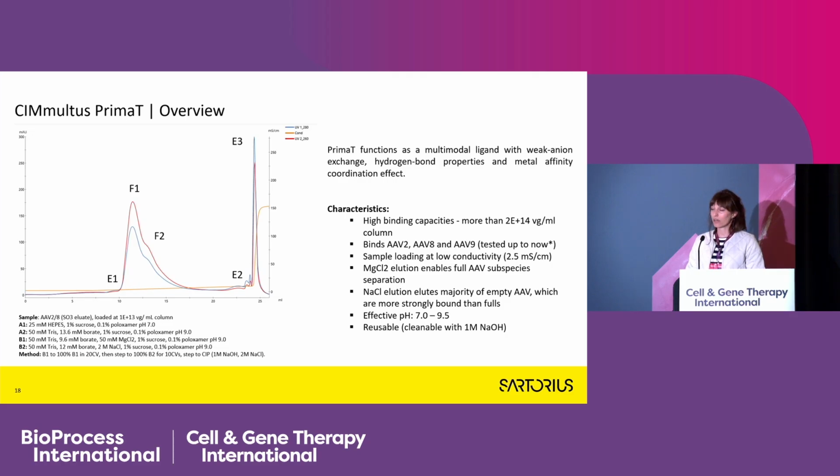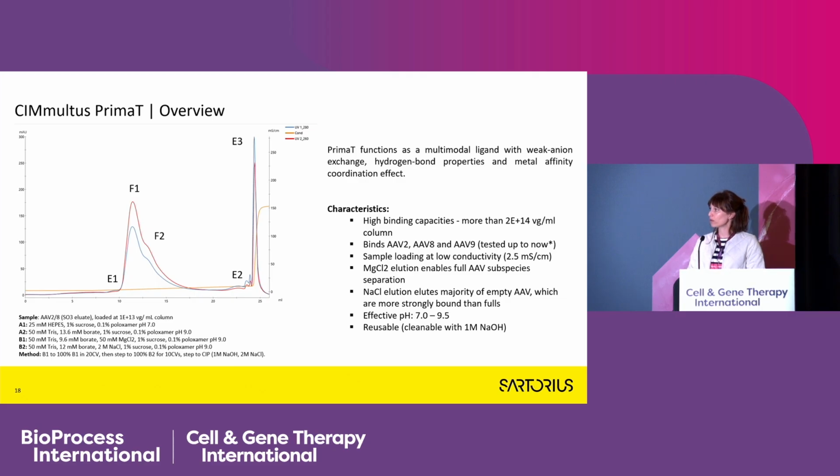So PRIMA-T functions as a multimodal ligand: a weak anion exchanger with hydrogen bonding properties, and additionally a metal affinity coordination effect. Here the capacities are again very high, 2 to the power of 14 viral genomes per milliliter. It can bind AAV2, AAV8, and AAV9. Those are the 3 samples that were tested so far.